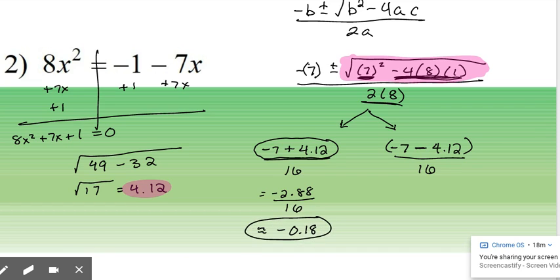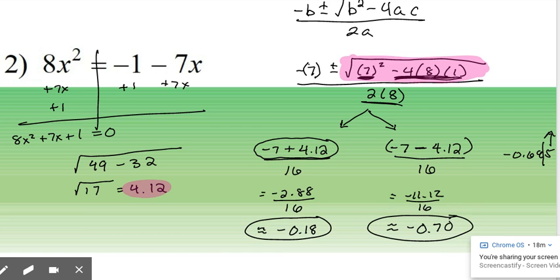Okay. For this one, I subtract -7 minus 4.12. I get -11.12 divided by 16. I get -0. And this decimal I'm getting is, it says -0.695. Remember, we're rounding to the 100th. So 5 or more raise the score. So I go from 0.69 to 0.70. Okay. And those would be my two solutions.